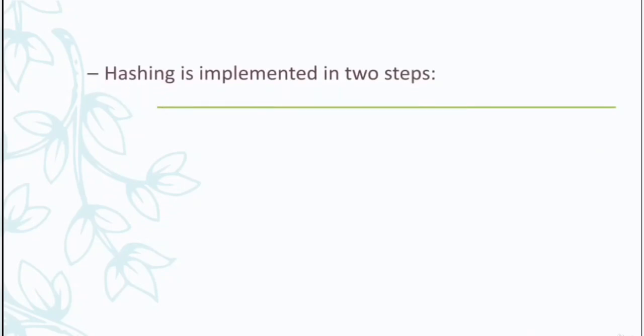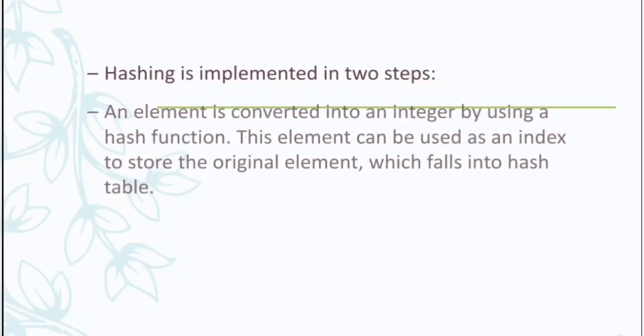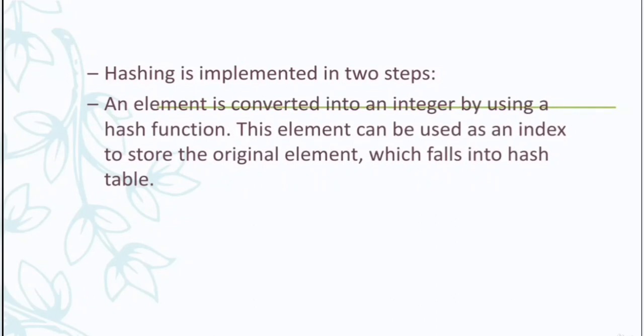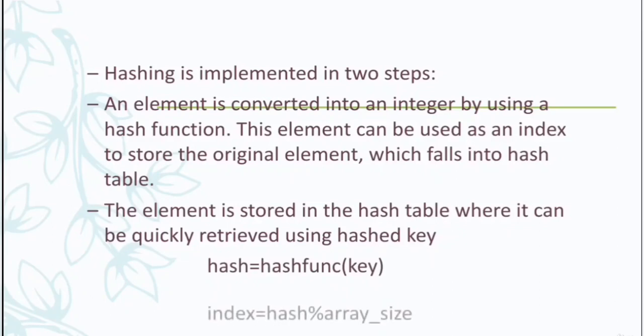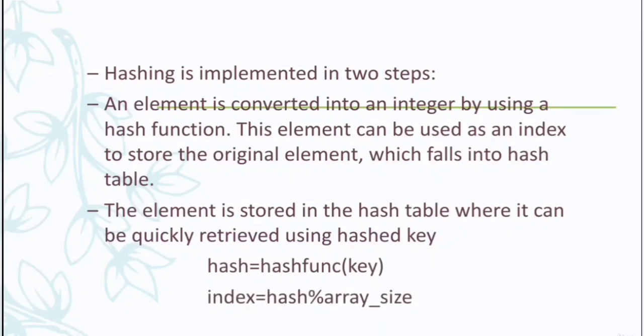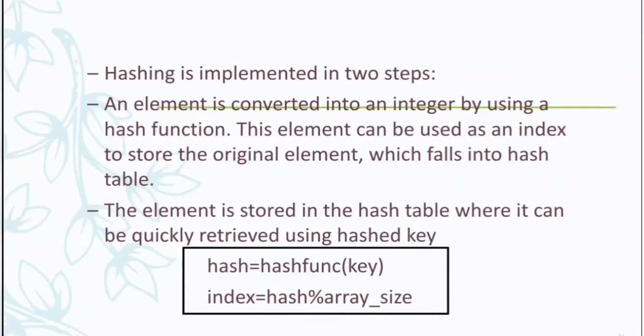Next, hashing is implemented in two steps. The first one is that an element is converted into an integer by using a hash function, and this integer can be used as an index to store the original element, which falls into the hash table. Next, the element is stored in the hash table where it can be quickly retrieved using the hashed key. So this is basically the hash function: hash equals hash function of key, and index equals hash mod array size.